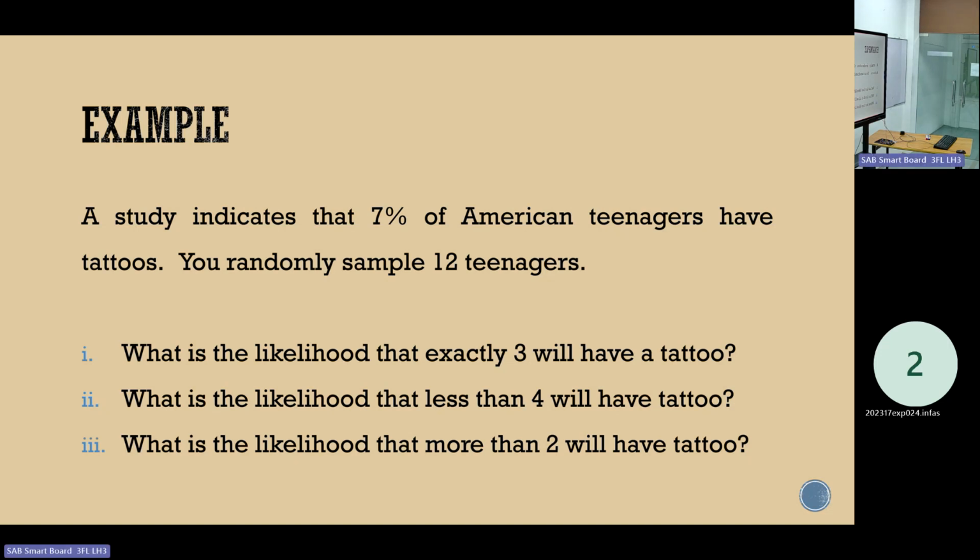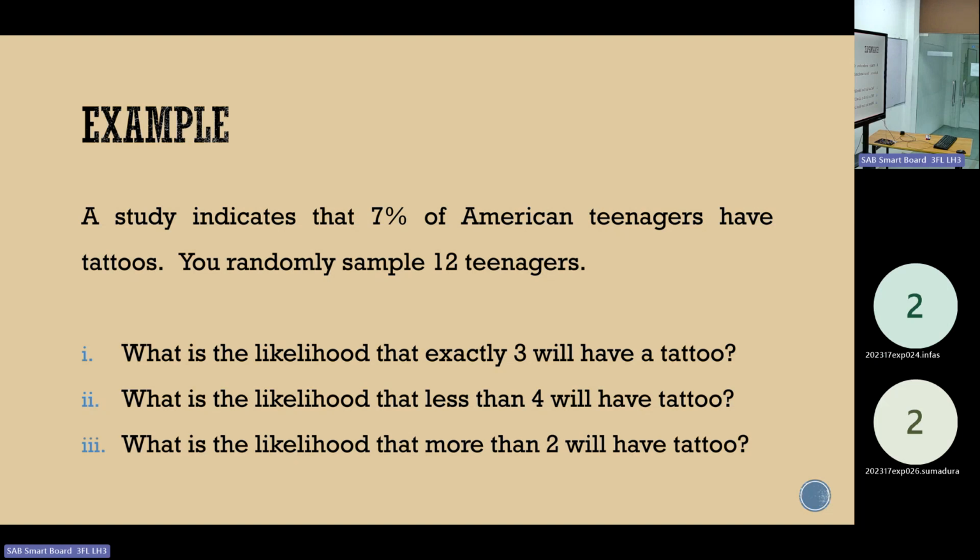So, a study indicates 7% of American teenagers have a tattoo. You randomly sample 12 teenagers. What is the likelihood that exactly 3 will have a tattoo? The likelihood that less than 4 will have a tattoo? What is the likelihood that more than 2 will have tattoos?